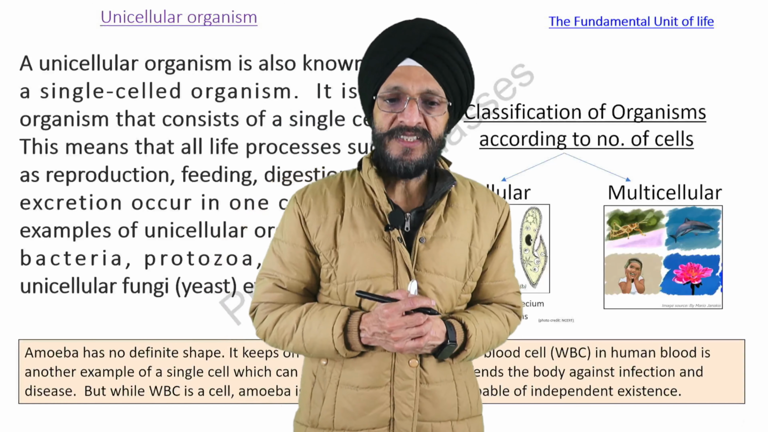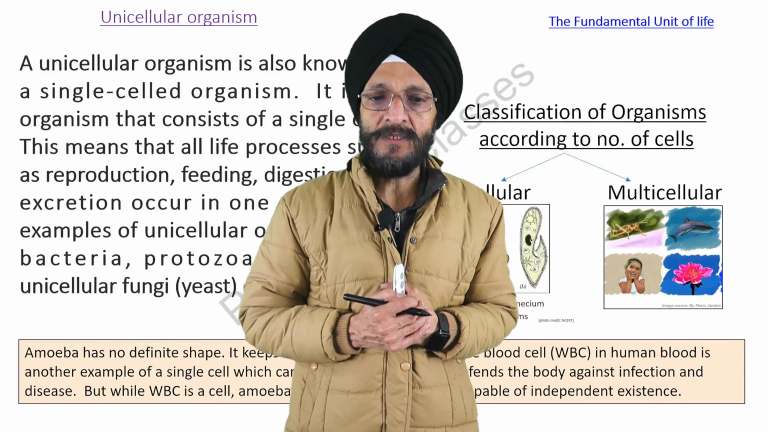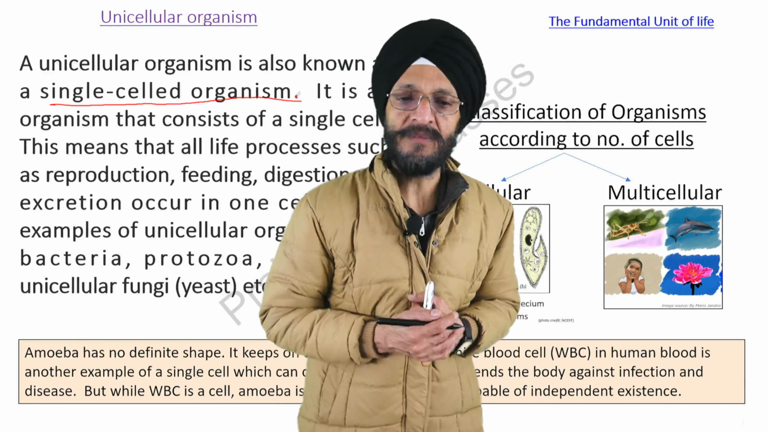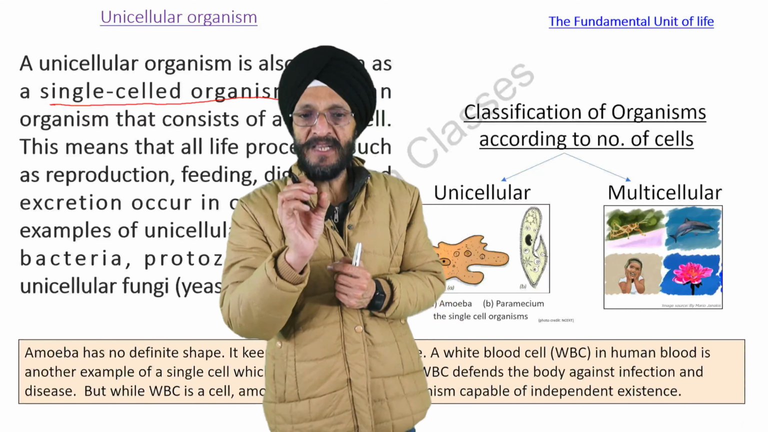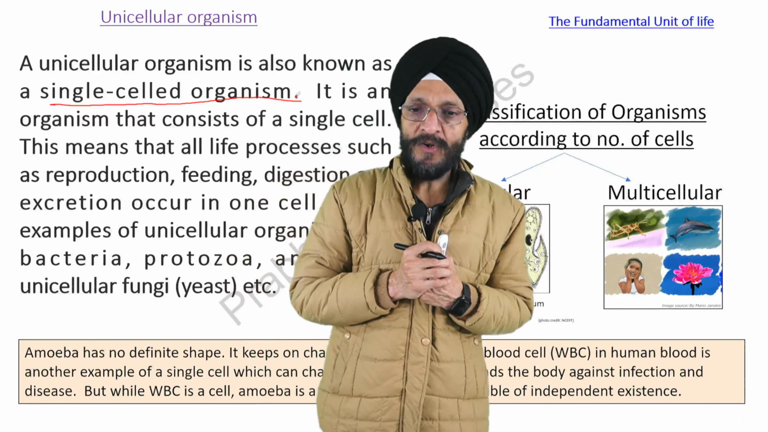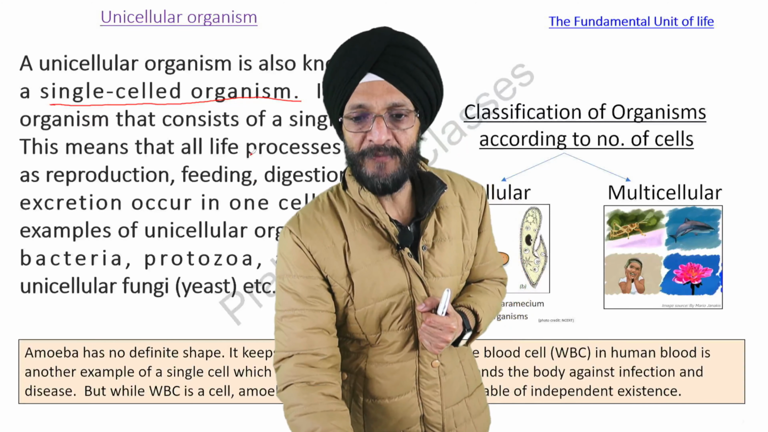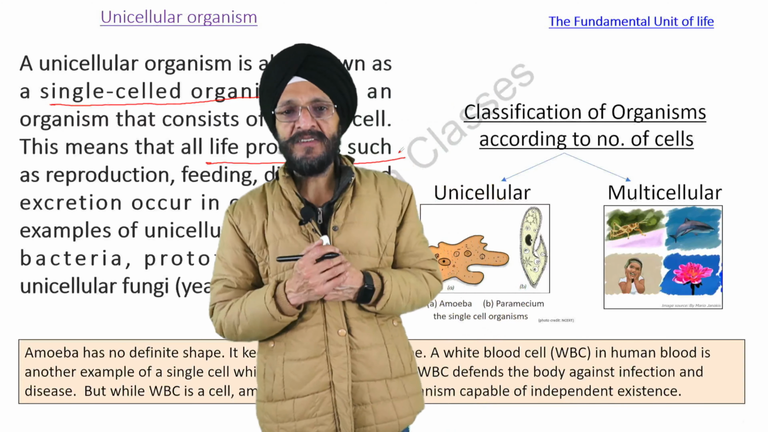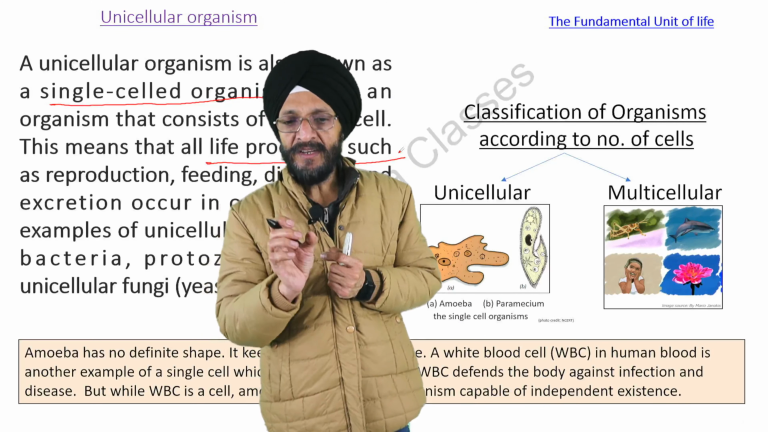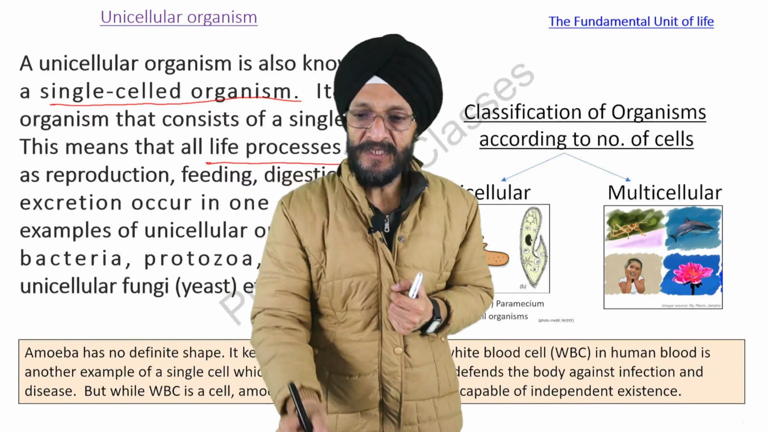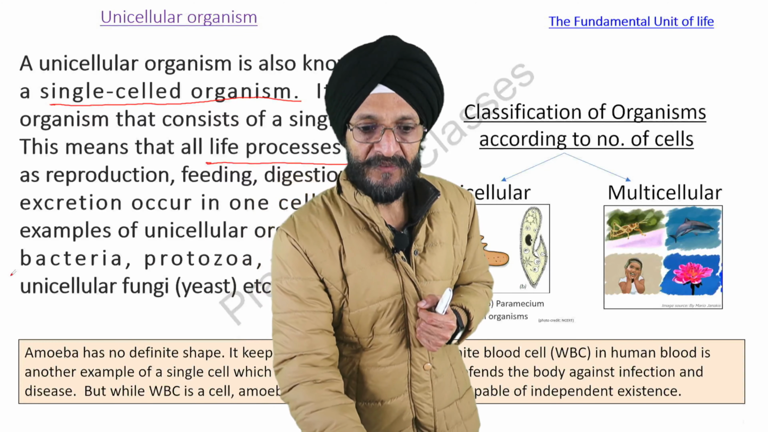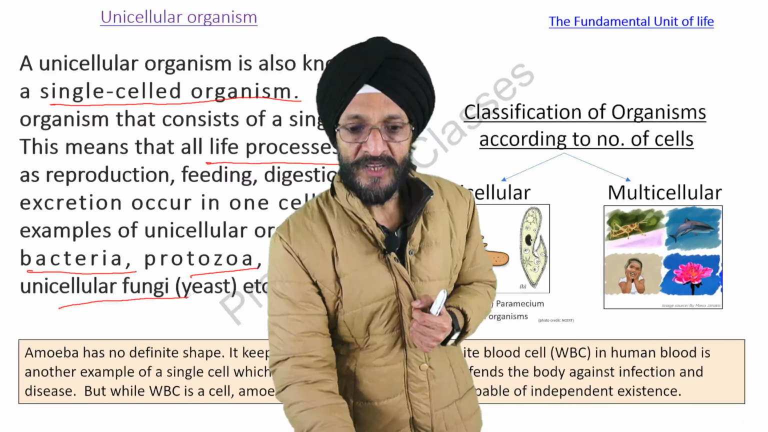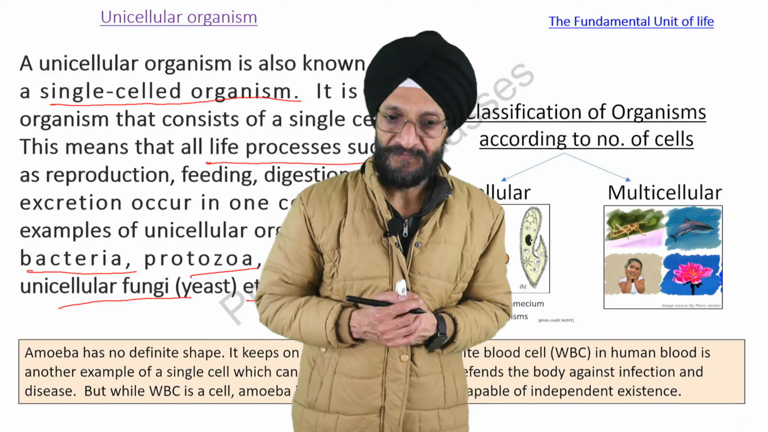Now, the question arises, what are unicellular organisms? A unicellular organism is also known as a single-celled organism. That is, there is only a single cell present in a unicellular organism, and all the life processes such as reproduction, feeding, digestion, and excretion occur in one cell only. Some examples of unicellular organisms are bacteria, protozoa, amoebas, unicellular fungi, etc.